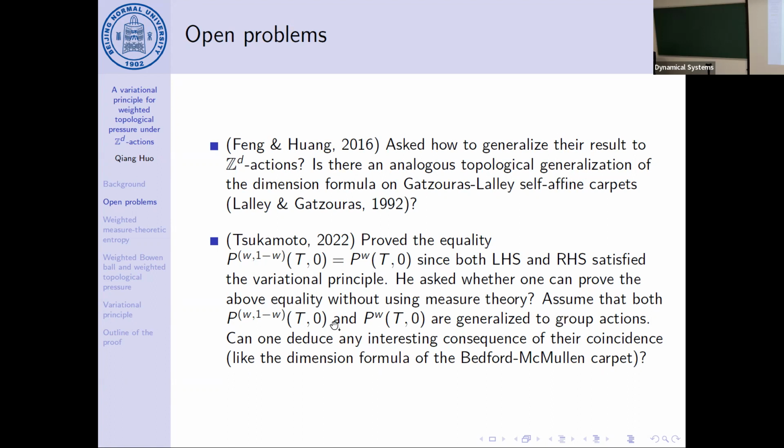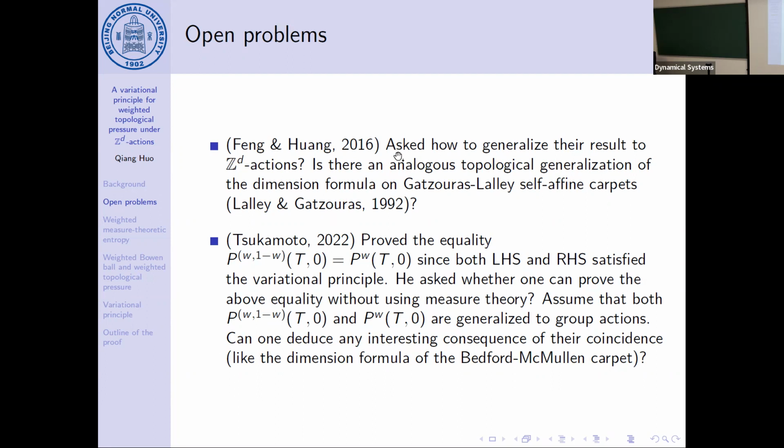And assume that both these two definitions are generalized to group actions. Tsukamoto asked whether one could obtain some interesting consequences, like the calculation of the Hausdorff dimension of the traditional Bedford-McMullen carpets. So these questions are interesting and most of them are unsolved.